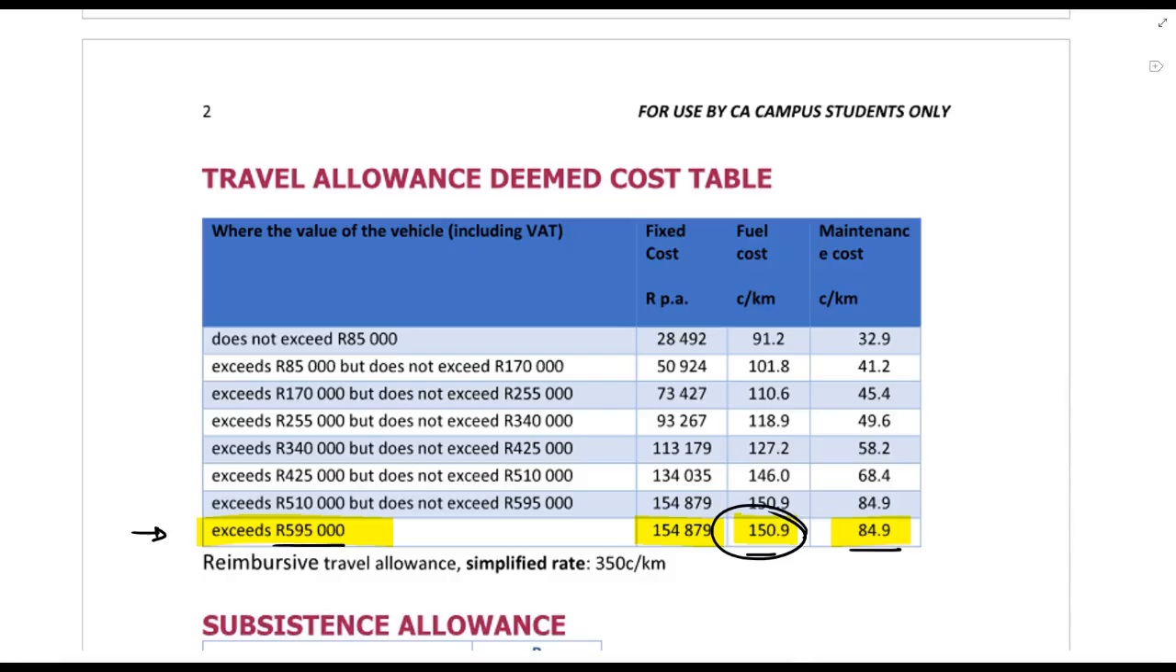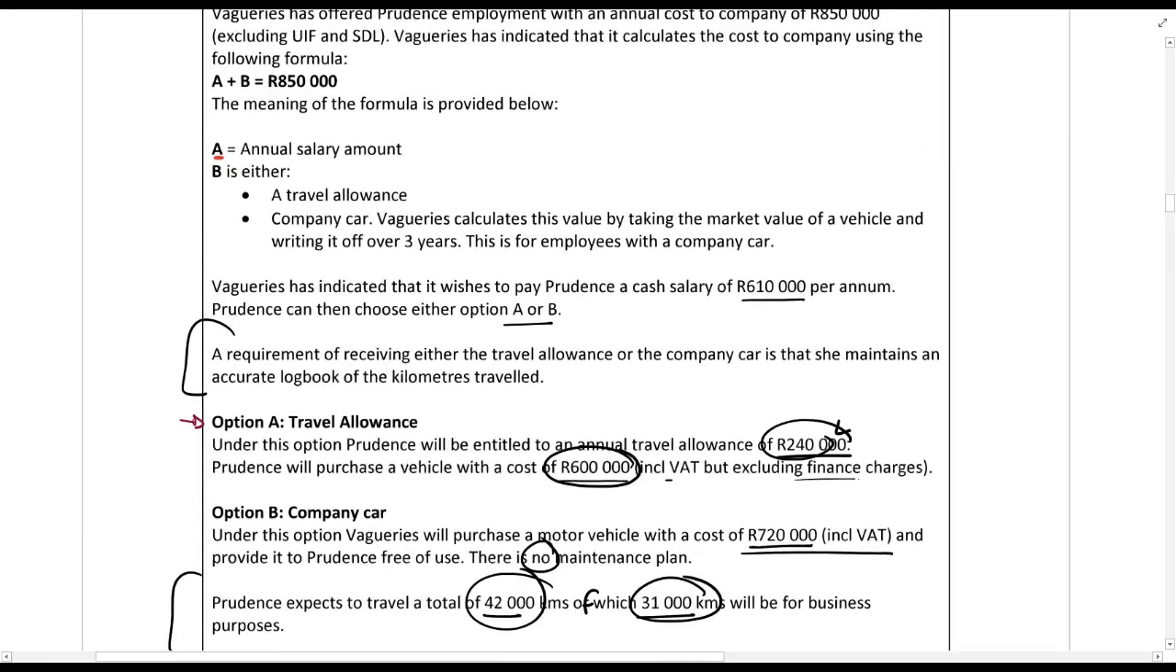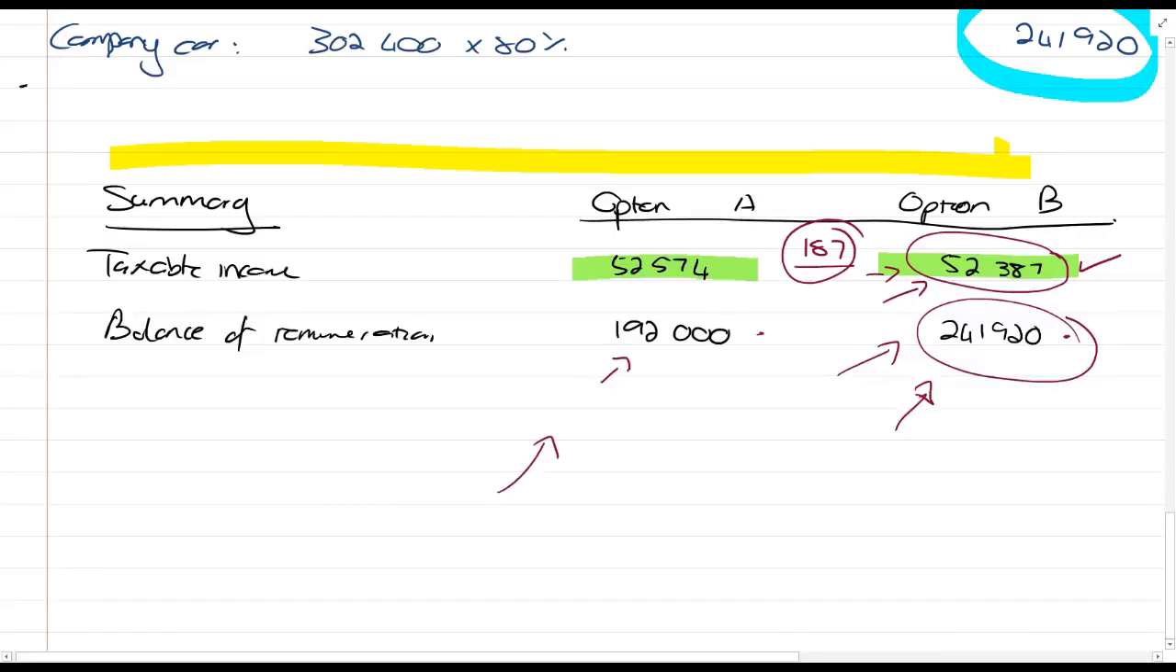But what is important for you to remember here about these two options? Option A is a travel allowance. So she's going to have to go and buy a vehicle of 600,000 rands also. And she has those finance charges that she has to incur. That's not being taken into account here because it's not tax. That's her personal decision. I'm just pointing it out to you. That's something that you have to decide. Under option B, you're going to pay a little bit less tax, and you don't have the vehicle costs that you have to incur. Obviously, you don't have an asset afterwards, but you don't have the vehicle costs. So those are all things that you would have to consider.